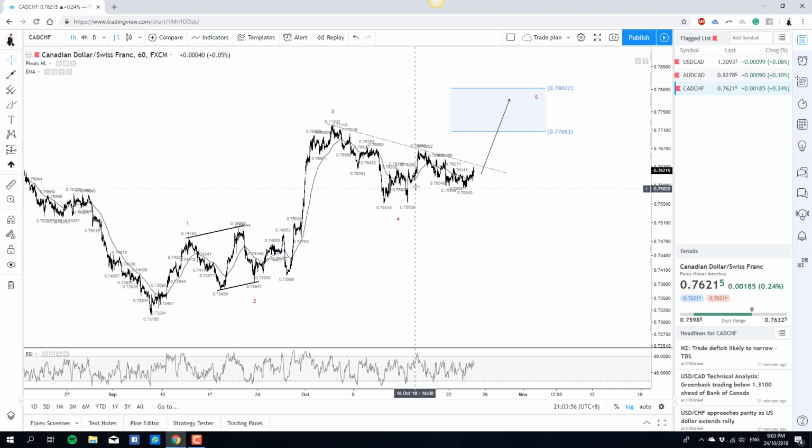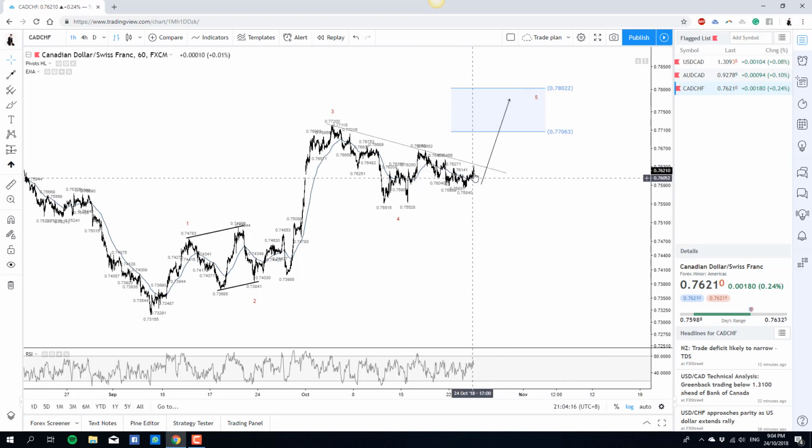We saw a very small impulse move followed by a very corrective nature for the past few days, okay, which means that the projection moving forward is to the upside, potentially towards 0.77 or 78, okay, to complete a 5-wave structure, 1, 2, 3, 4, 5, and then we'll expect a deeper correction.